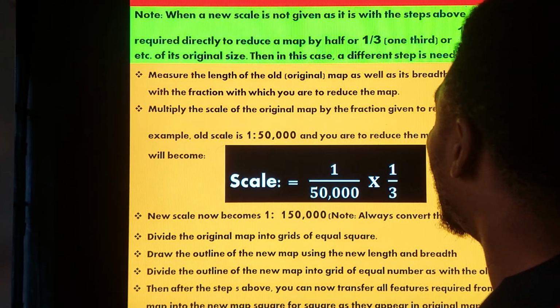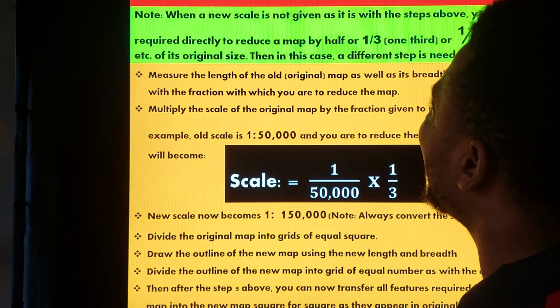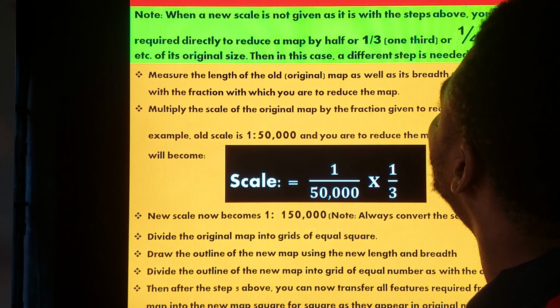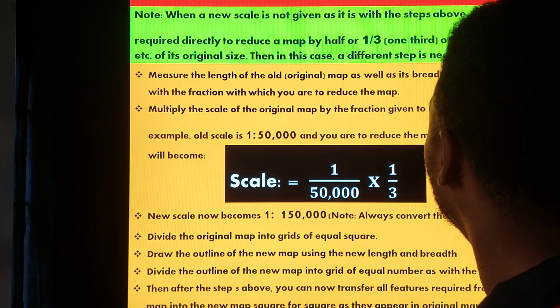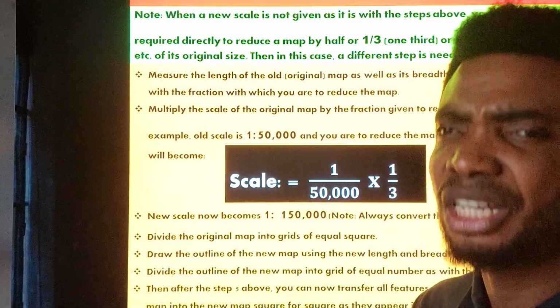Alright. So now, note that when a new scale is not given, it is with the steps below. We are going to look at this in the next video.